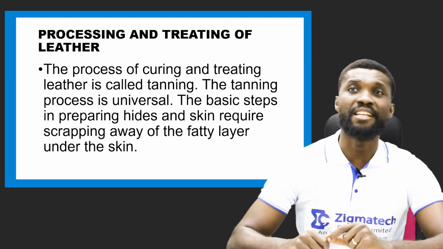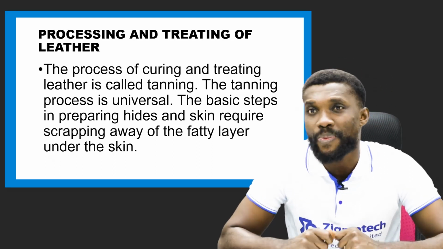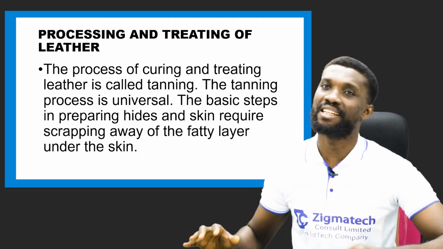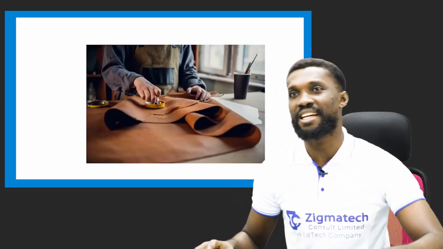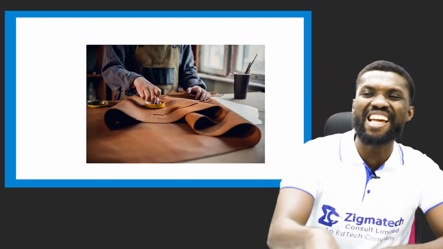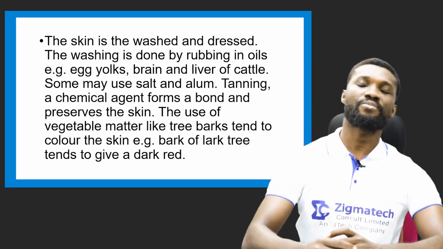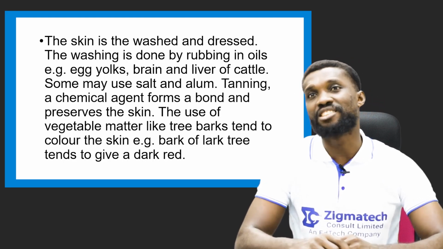The basic steps in preparing hide and skin require scraping away the fatty layer under the skin to remove the oily effect that the leather or the skin has. Now this is exactly what the young man there is doing. He's taking his time to tan the leather. He's treating the leather in order to gain the desired leather. Now the skin is then washed and dressed.